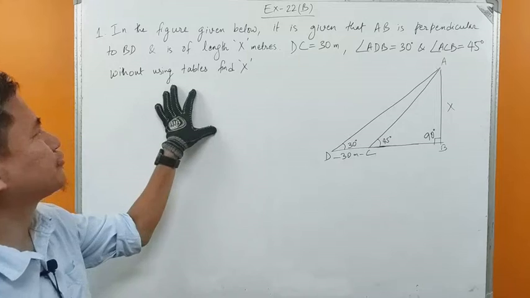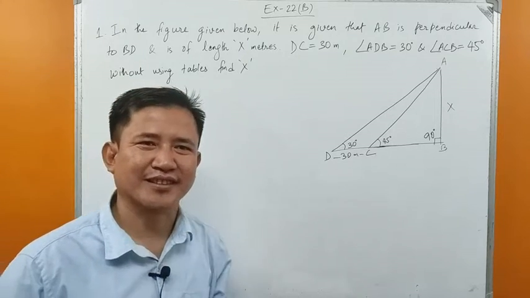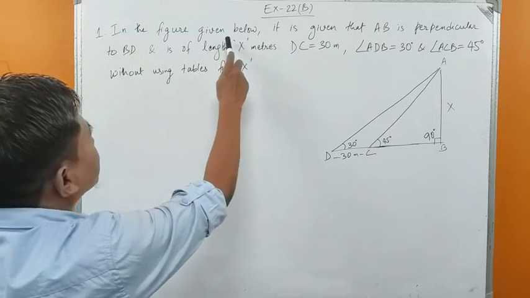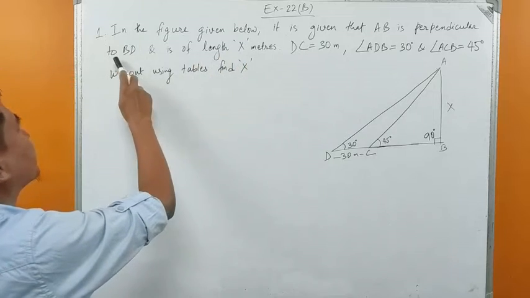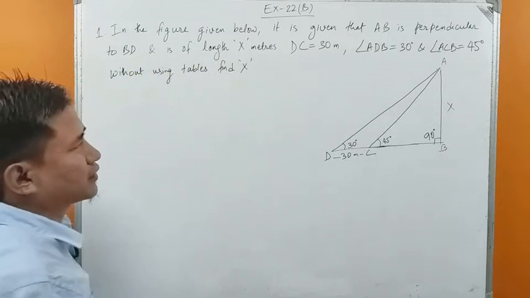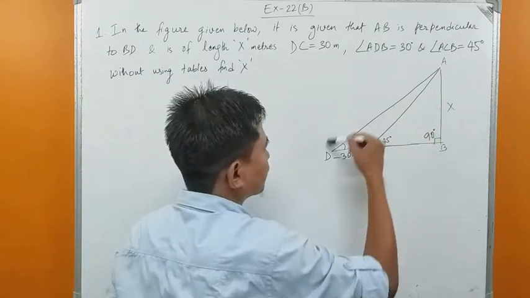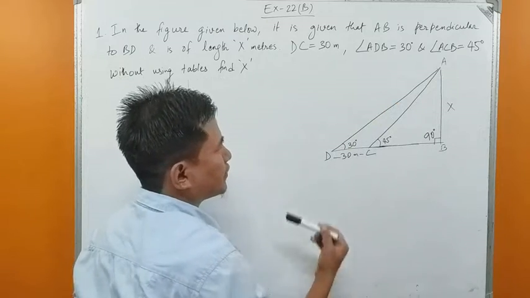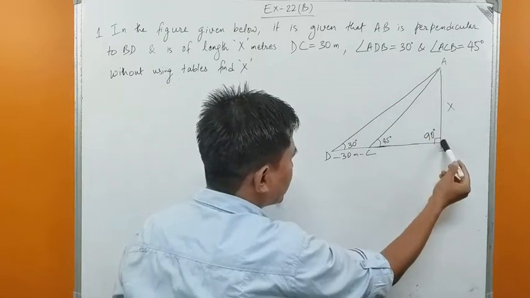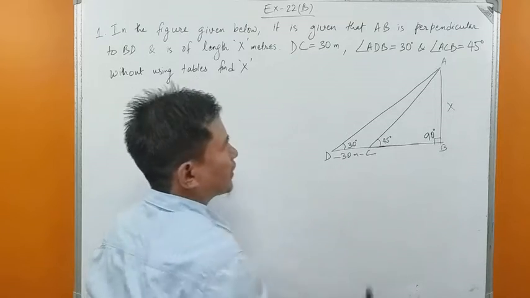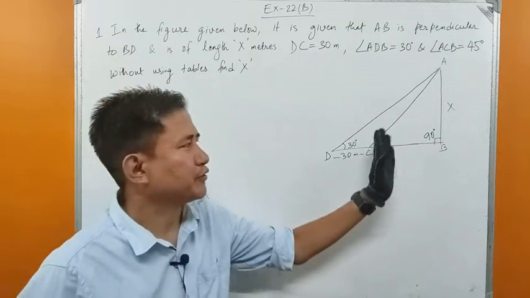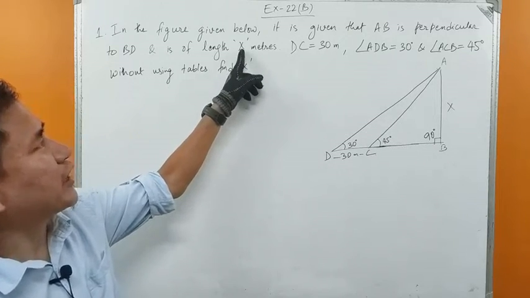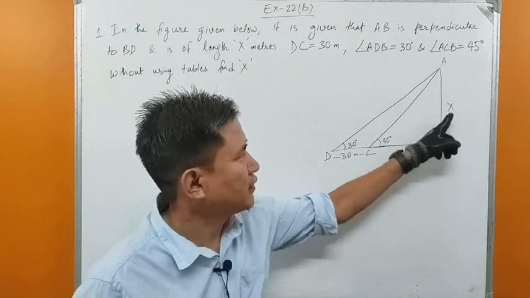So let's begin. Let us first read out the question, understand the instruction of the question, and then we will proceed to solve. In the figure given below, it is given that AB is perpendicular to BD and is of length x meters. So let us understand the question. This is the figure. The line AB is perpendicular to the line BD, means the angle between the line AB and BD is 90 degrees. Perpendicular means the angle between the two lines is 90 degrees. Further, the length of AB is x meters. AB is x meters long.